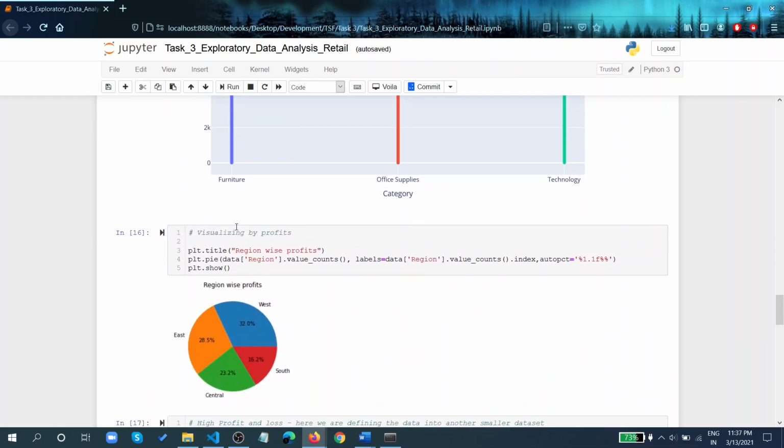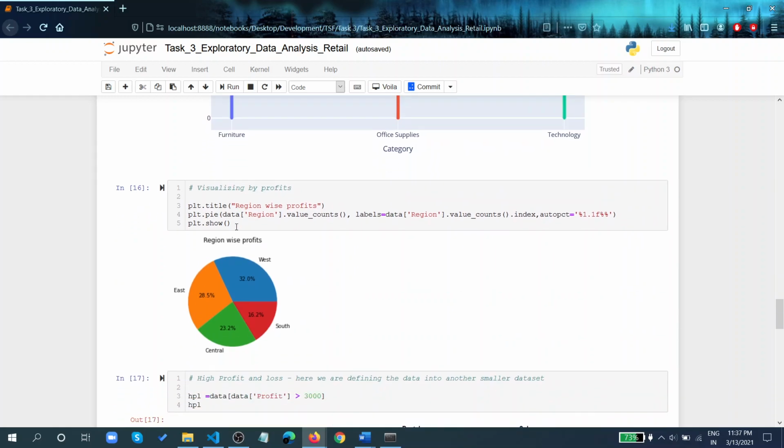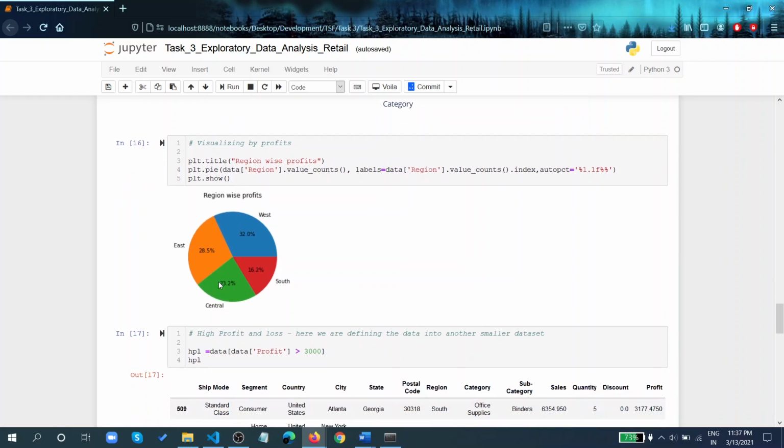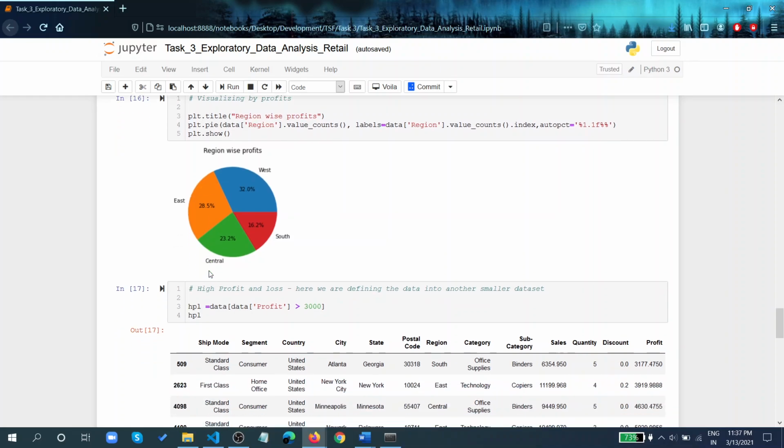Now there is a visualization for the profits by regions, like region-wise profits. For the central region there is 23%, for the south there is 16%, for the west that is 32%, and for the east there is 28%.